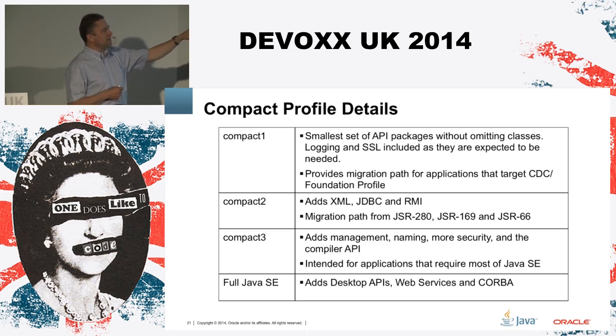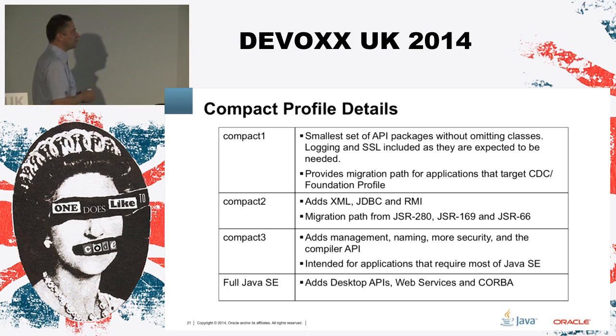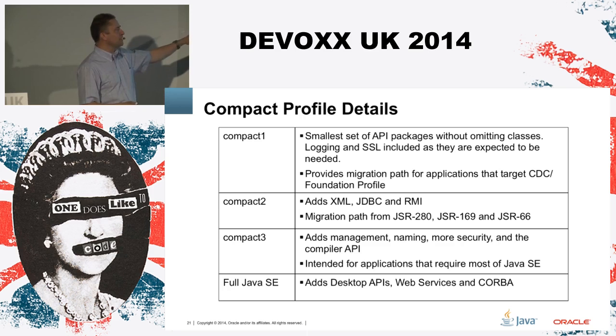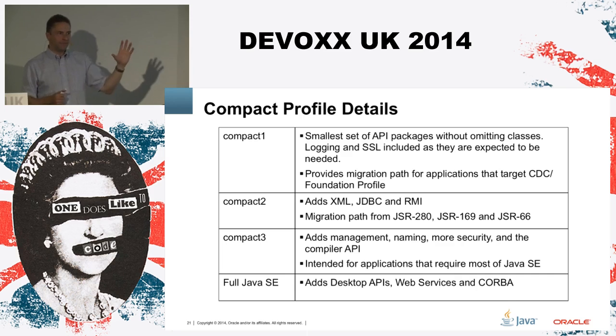And that really, in terms of the migration path, is looking at some of the Java ME pieces and moving that to compact profile 2. Compact profile 3 adds in some management stuff, naming services, even the compiler API. And so that's kind of targeted at applications which require most of the Java SE APIs, but not things like a UI. Then the full Java SE is all of the desktop APIs, things like web services, and for the probably 1 or 2 people who are still using it, Corba.